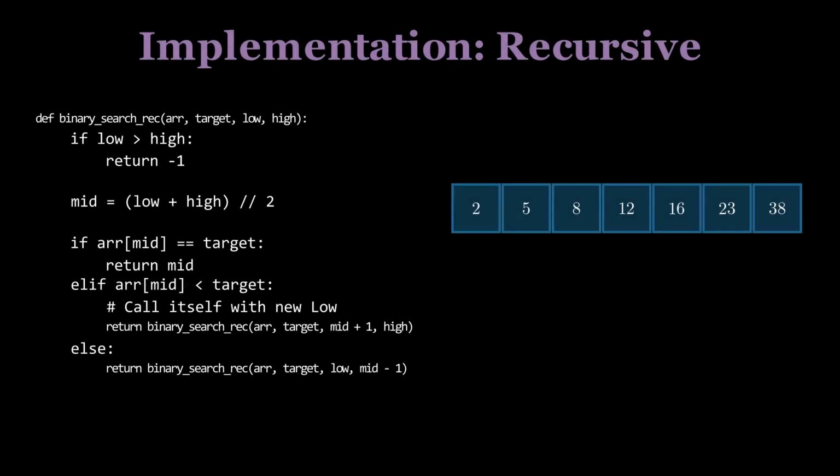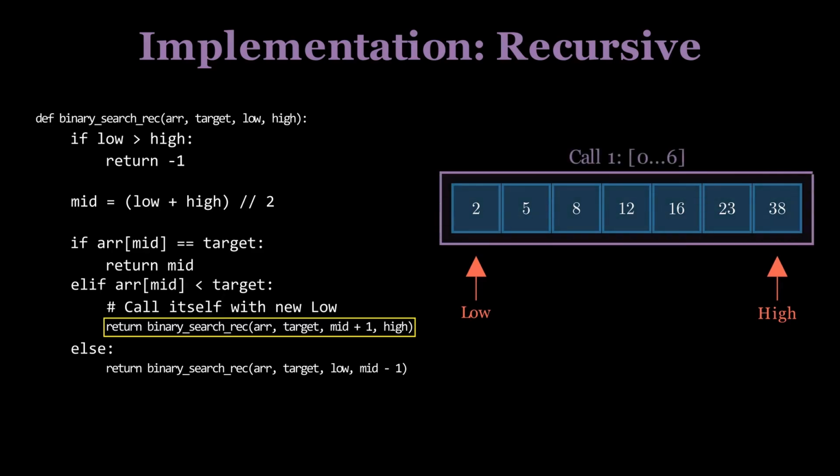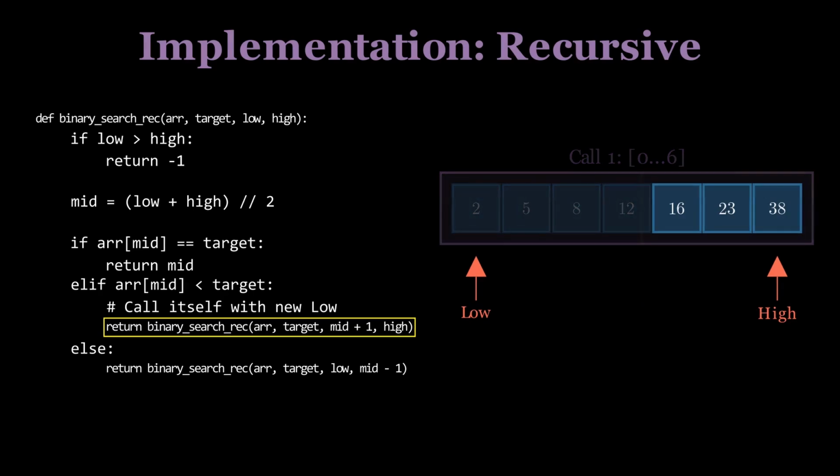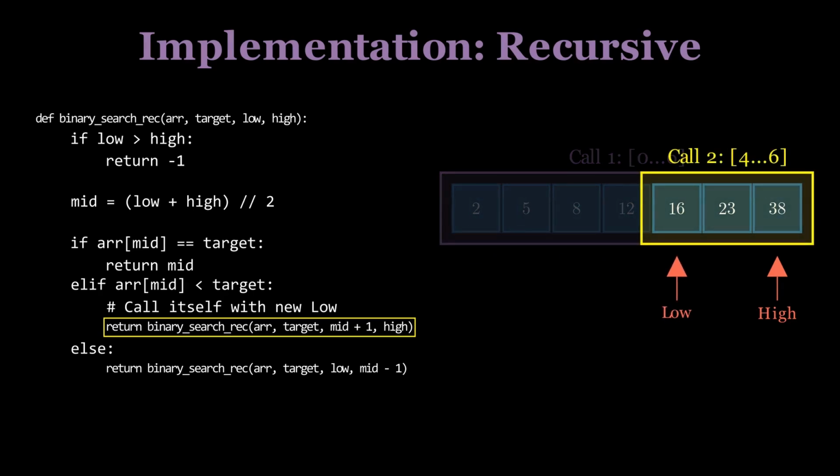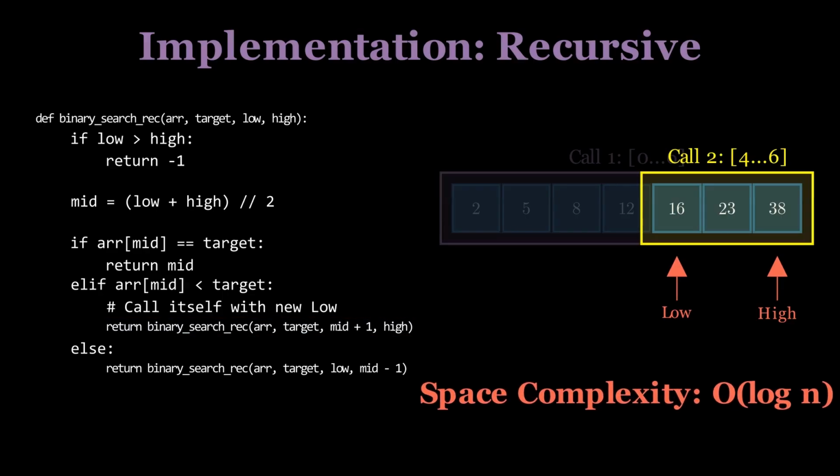Second, the recursive approach. This is more elegant, but potentially dangerous. Instead of a loop, the function calls itself. Each call creates a new frame in memory. It calculates mid, checks the value, and passes the new range to a completely new instance of the function. This adds up. Instead of O(1) space, we now use O(log n) stack space. If the dataset is massive, this can crash your program.